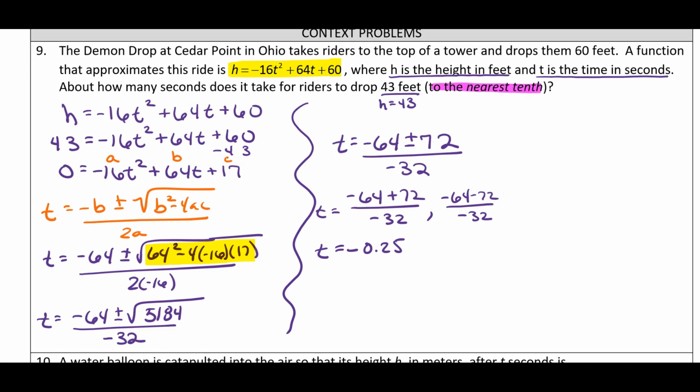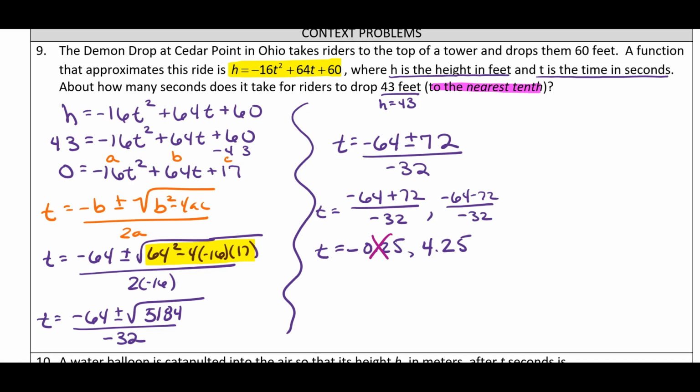Okay, so that's something I'm probably going to want to do. So now that being negative, not super helpful. So I'm hoping my second answer is not negative. So negative 64 minus 72, negative 136. And when I divide it by negative 32, it ends up being 4.25. So that's super nice because that's positive, which means I'm going to toss out this negative answer. I can't have negative time, but I can have positive time.